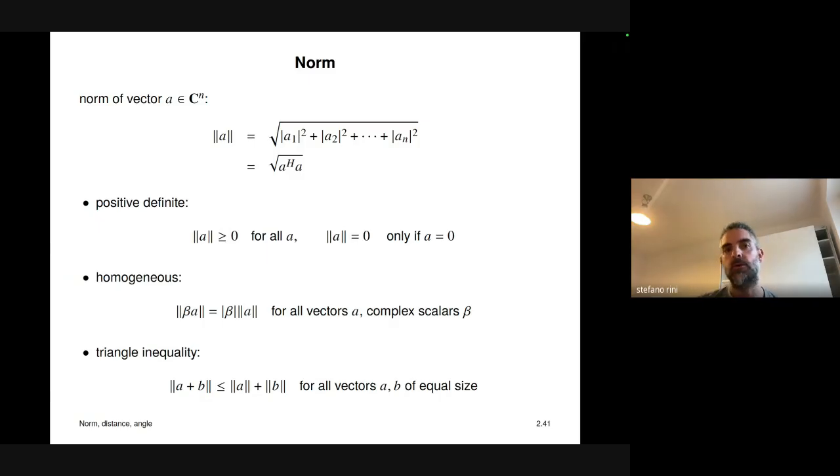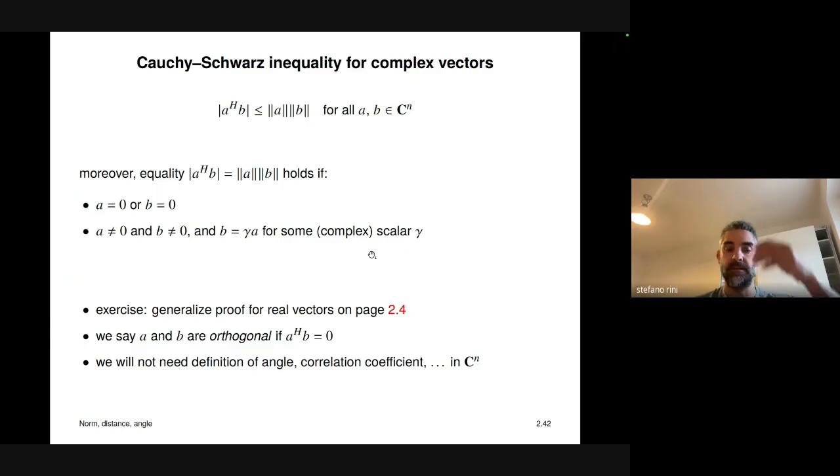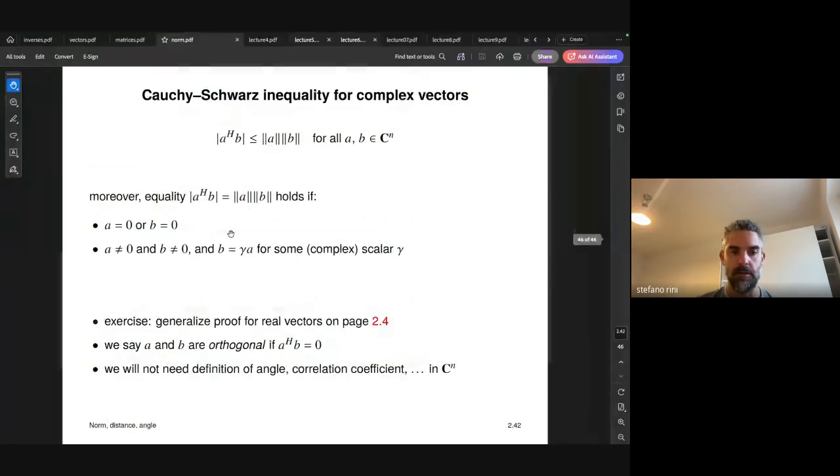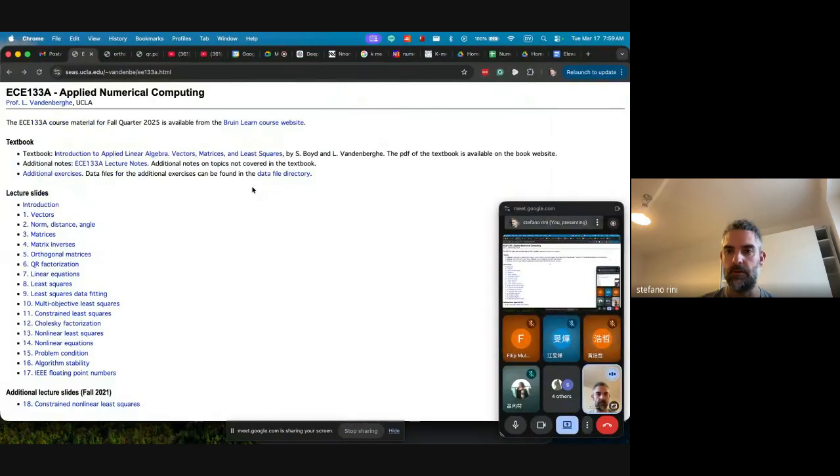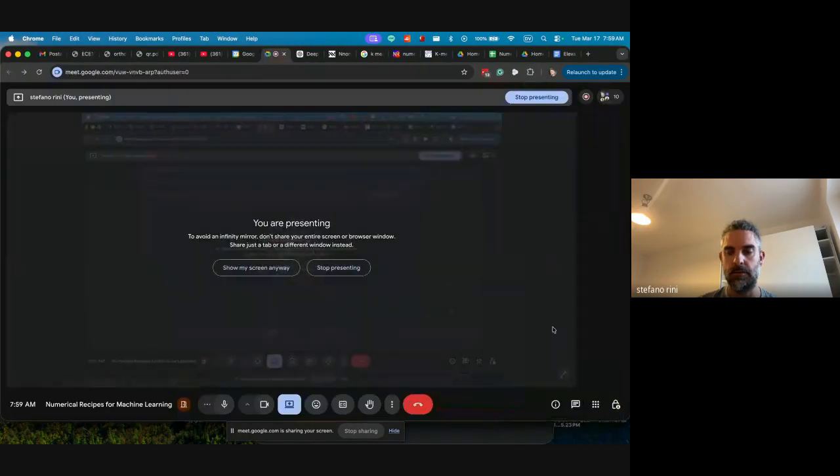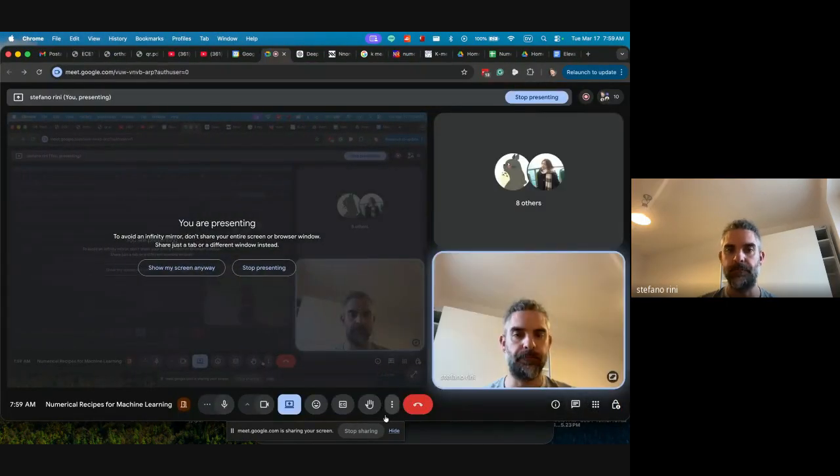Then a little discussion on complex vectors. Of course, everything goes through the same way. Cauchy-Schwarz inequality still works nicely, but we have the Hermitian, we have the complex conjugate, and that's all right. Okay, good. Tell me if I'm going too fast. Hopefully not. Okay, no questions still.